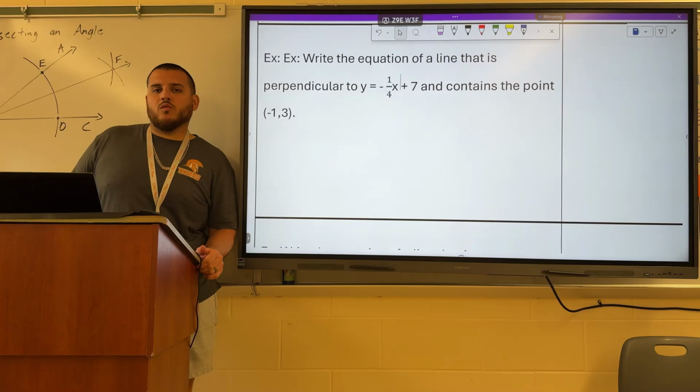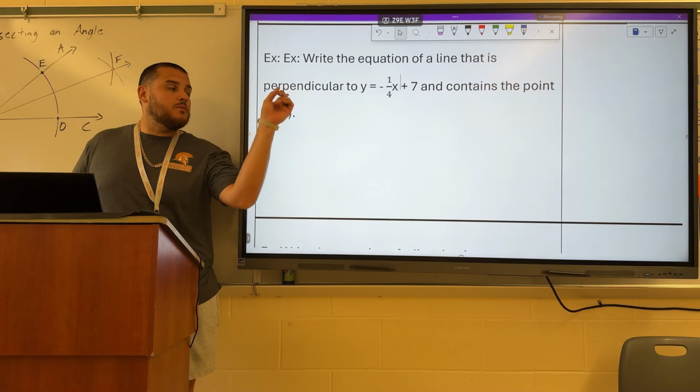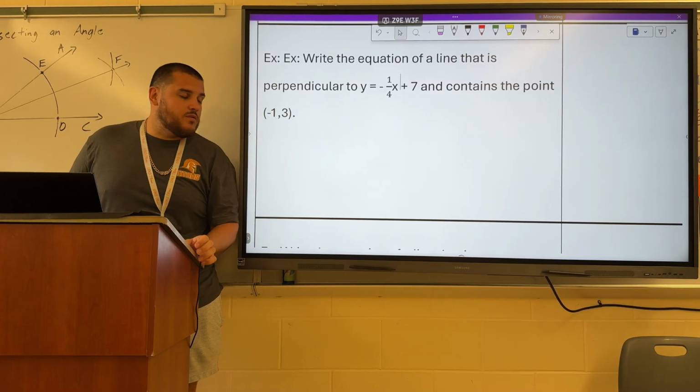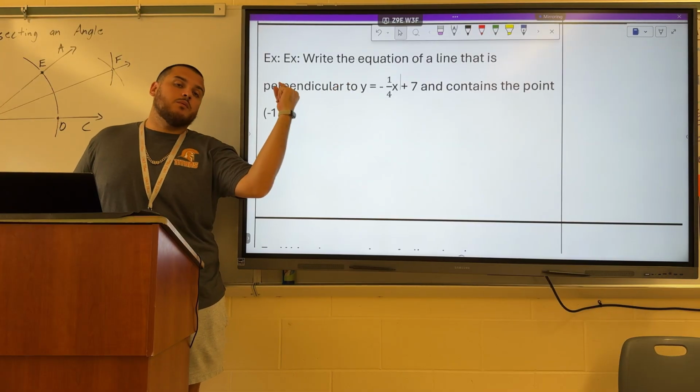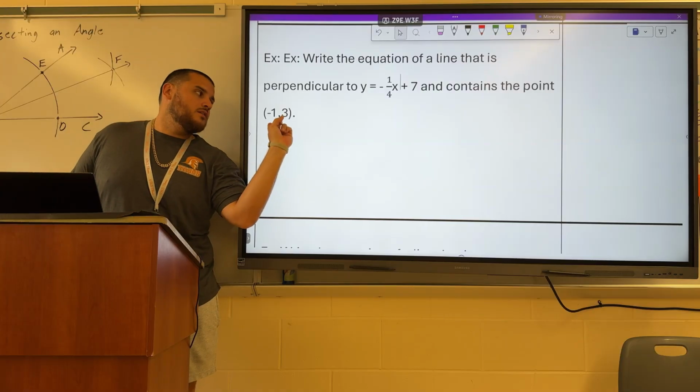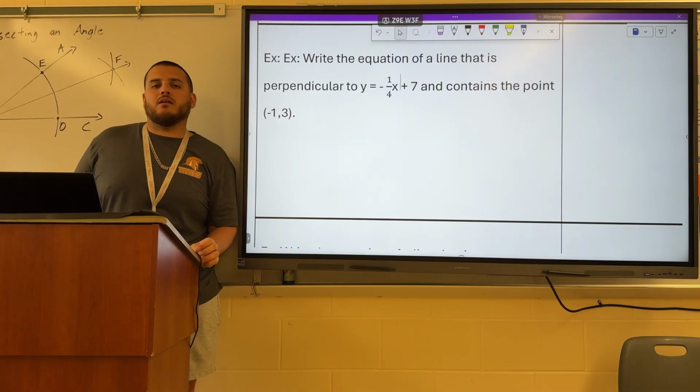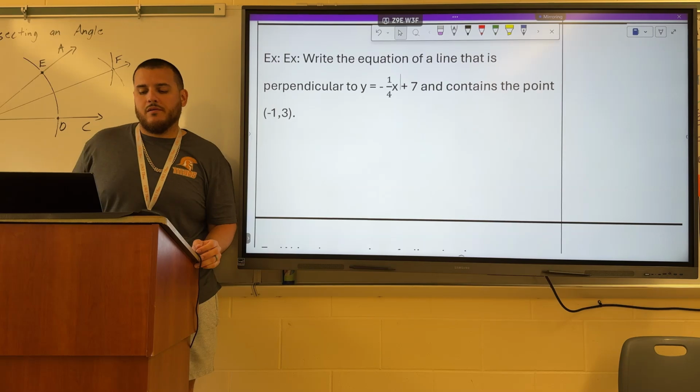Let's see if you can do this one on your own. We're going to write the equation perpendicular to y equals negative 1/4 x plus 7. So let's find the slope, determine what its negative reciprocal is for the perpendicular line, then use that slope in this point to write that y equals mx plus b equation in this example.